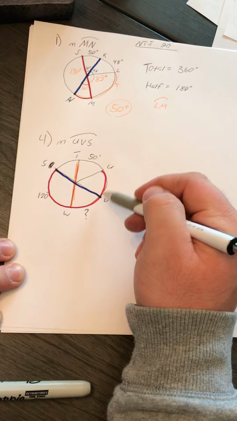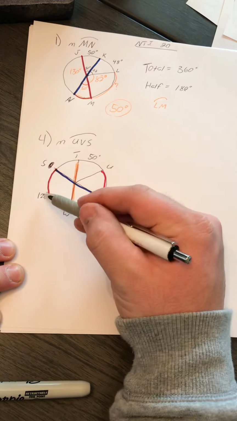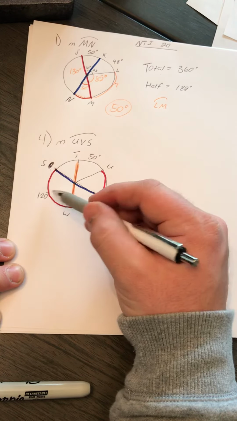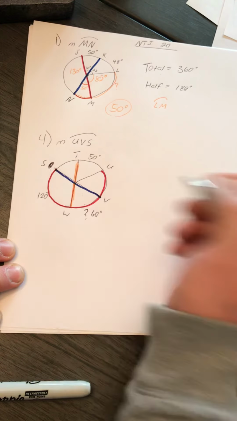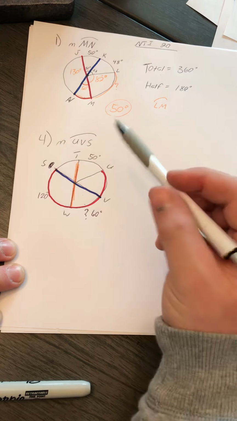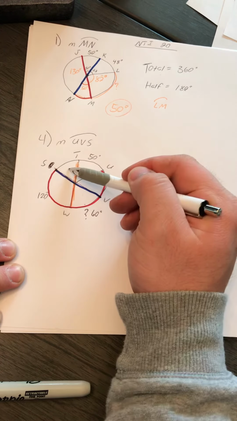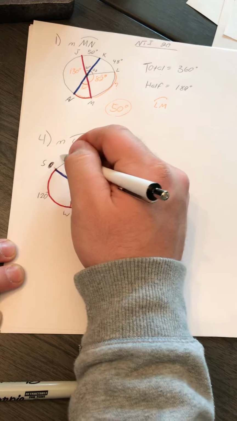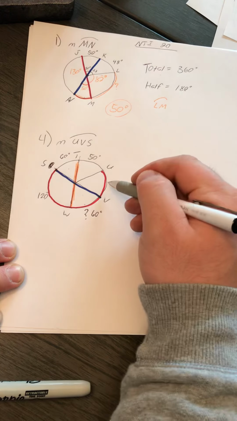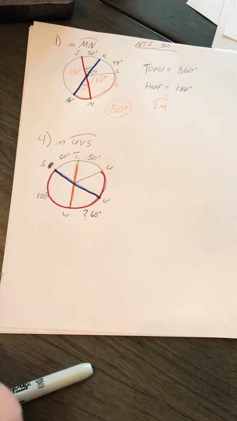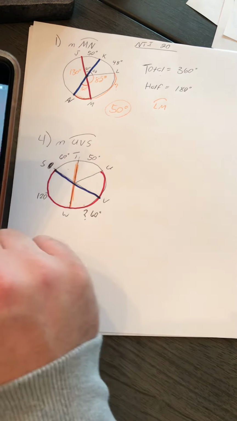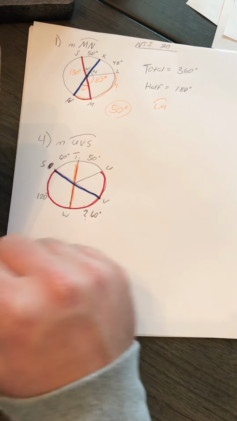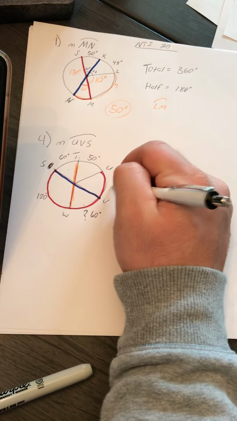Well, this makes a diameter, so it's 180 minus 120 to figure out this one, because it's half of a circle. So this one's got to be 60 degrees. That helps me a little bit. Let's figure out this one right here. It's the same thing, still 180 minus 120, so this is 60 degrees. Now I need to figure out this one. This one's going to be 180 minus 50 minus 60, so this one right here is 70 degrees.